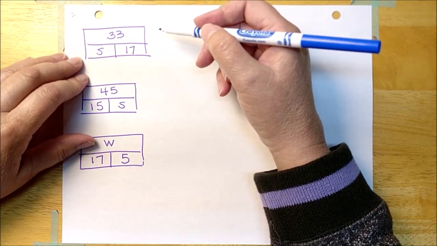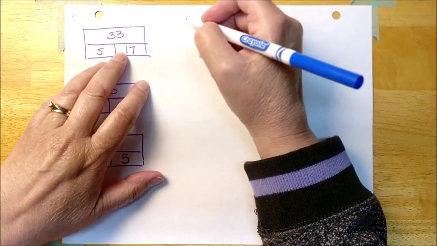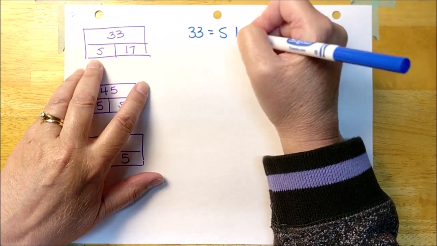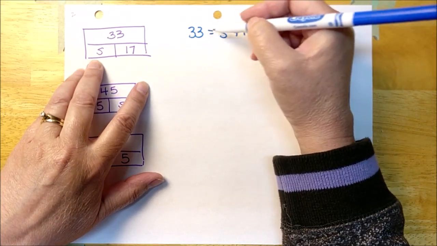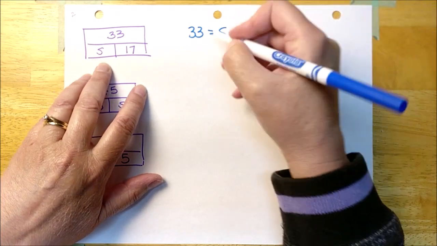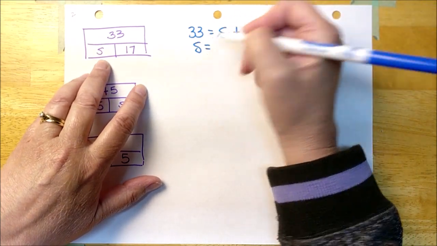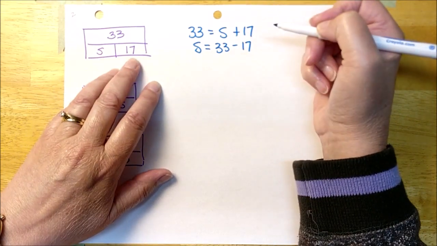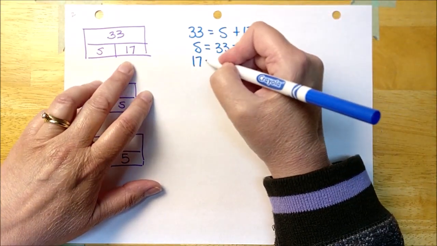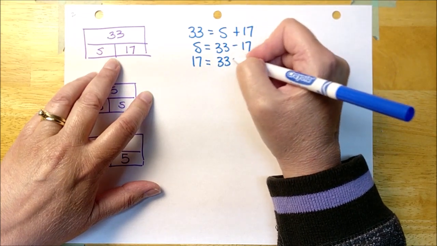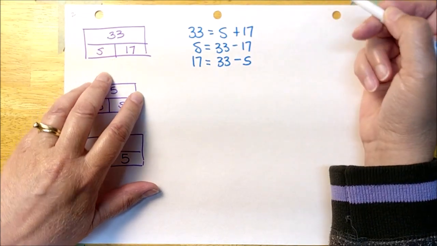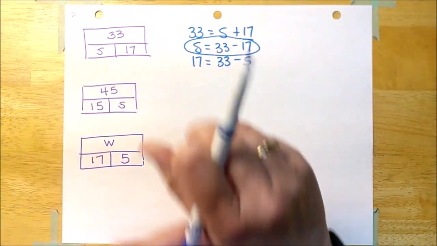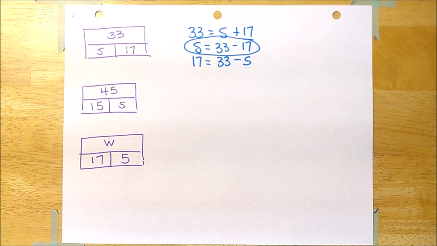So we're going to come up with the three equations. We'll start with the total. 33 equals S plus 17, because total equals part plus part. We could do part 1 equals total minus part 2. Or we could say part 2 equals total minus part 1. And which one do we have our S by itself? There we go.